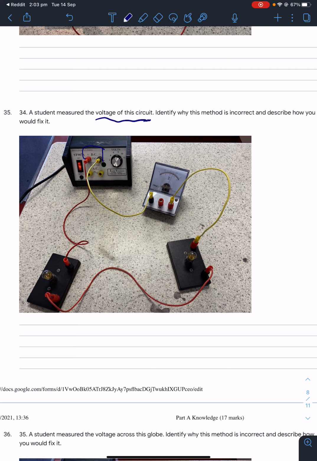So most people recognized this. A few people got it that you'd need to wire it in parallel across the power supply is the word that I'm looking for.